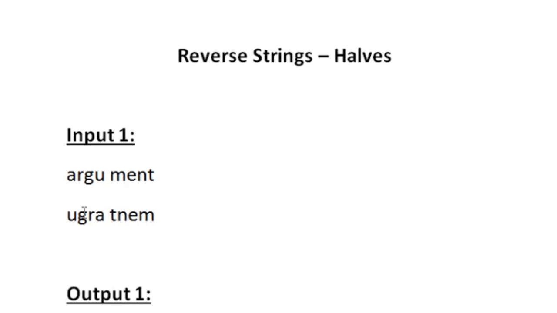Now again we have to split these two halves. The first half must be divided into 2 and the second half must also be divided into 2, and again we should reverse the characters. In this half we should reverse the characters. So UG becomes GU, RA becomes AR, TN becomes NT and EM becomes ME. So this will be our output string.